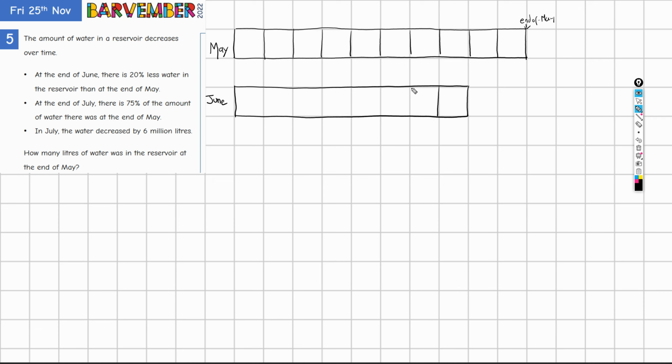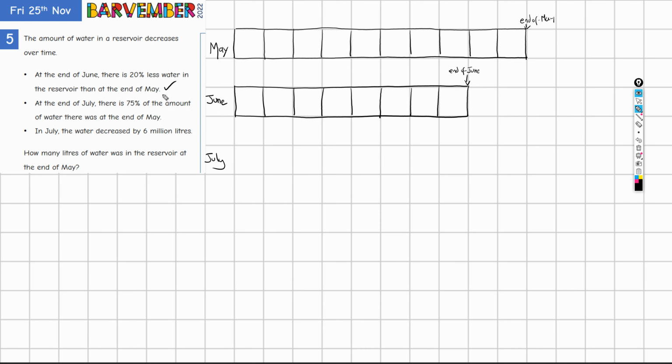All right, so this is the end of June, this bit here. And this is what you can see, that's the decrease. This is the difference, isn't it, between the end of May and the end of June. That's that 20% of May. Okay. What else? So June, then we've got July. Hang on, I should tick off the information that I put in.